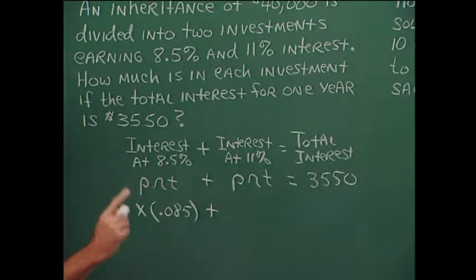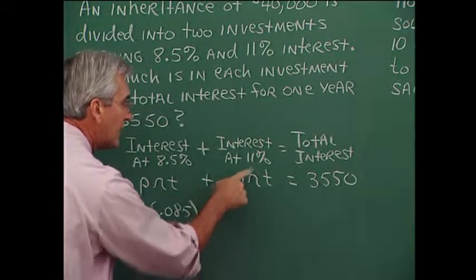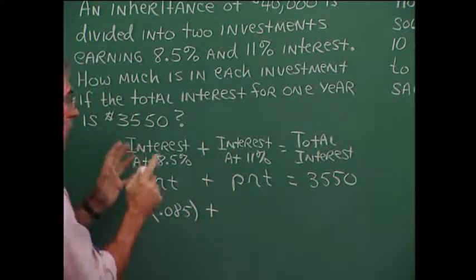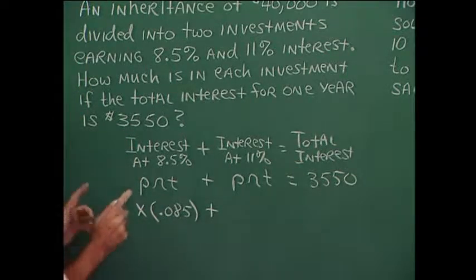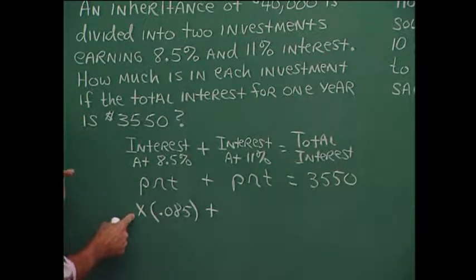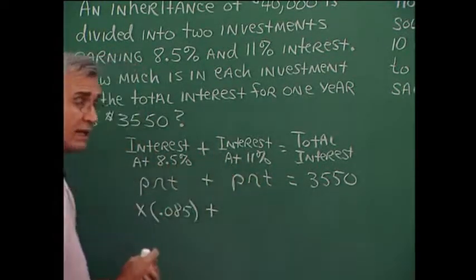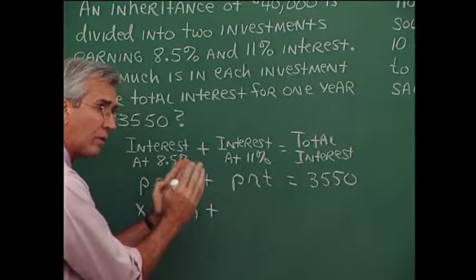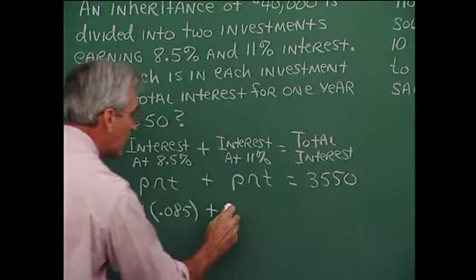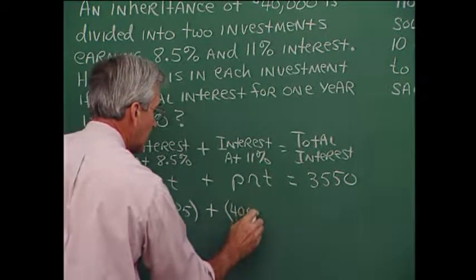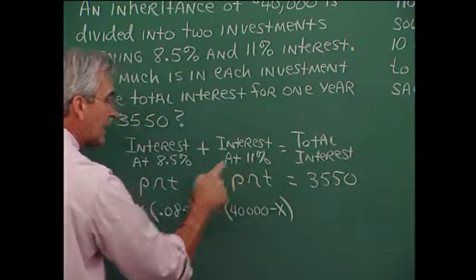All right, now here's the trick in this problem, to represent the principal invested at 11%. If we know the total amount invested is $40,000, that's the total inheritance, and we know that X number of dollars is invested at 8.5%, then the money left over is invested at 11%. And that money left over is what we represent by taking the total amount of money and subtracting X. So it would be $40,000 minus X as the principal invested at 11%.